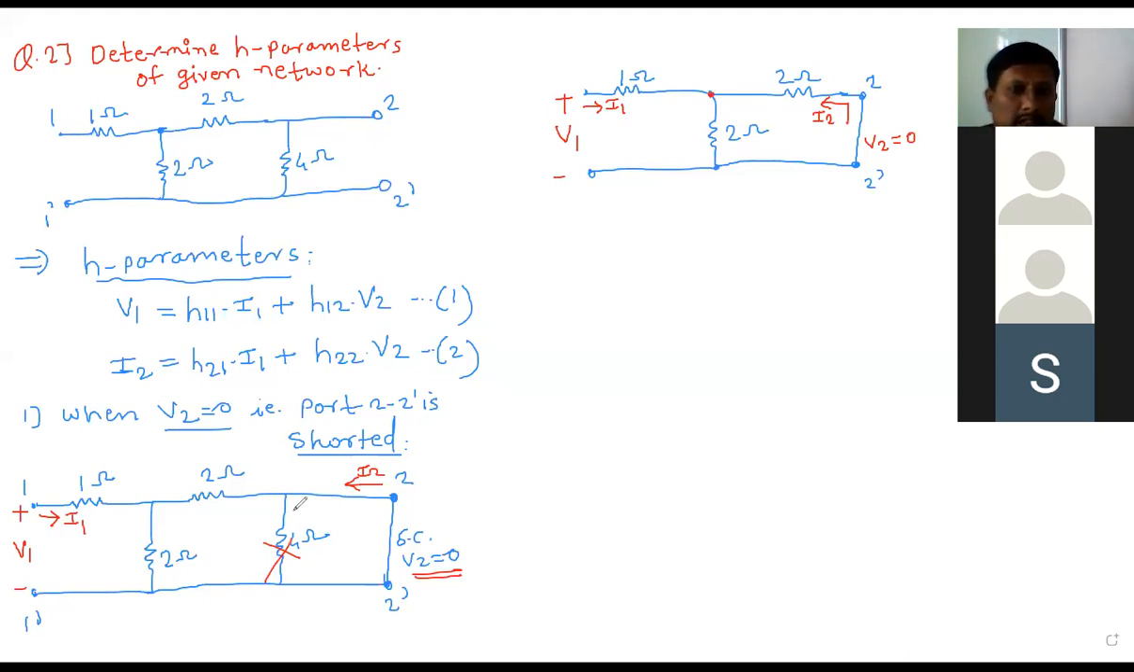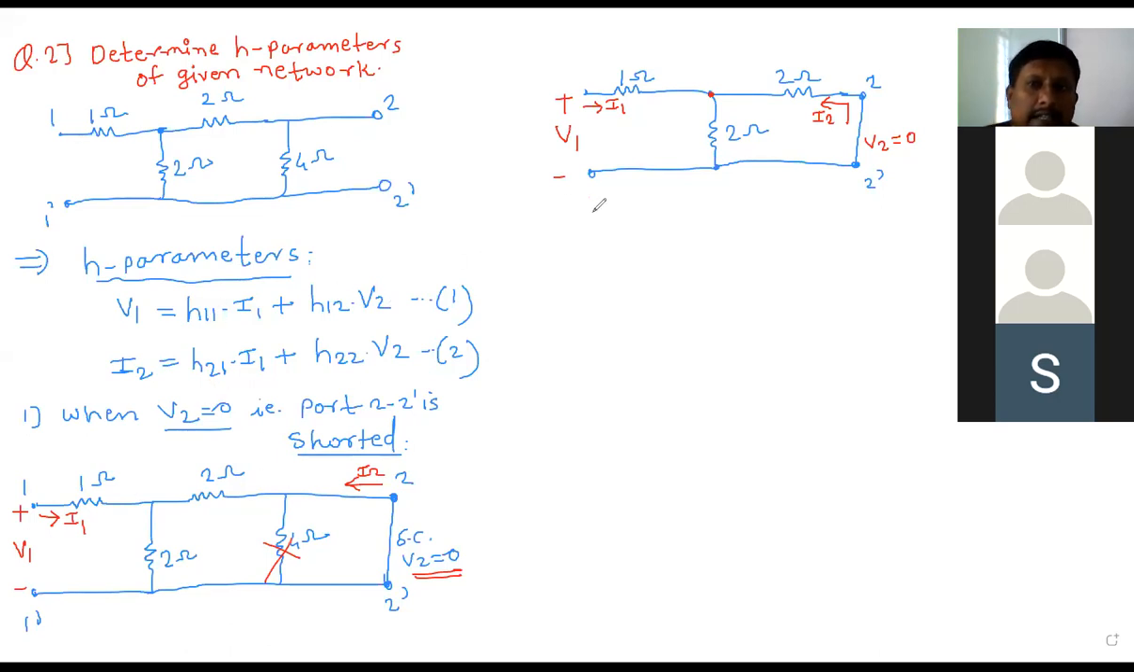Many students keep this 4 ohm as it is and solve, and in that case they get wrong answers. So whenever the resistor is in parallel with a short circuit, the resistor will get open. That concept you must know. We have already solved a number of problems in chapter number 1 also.